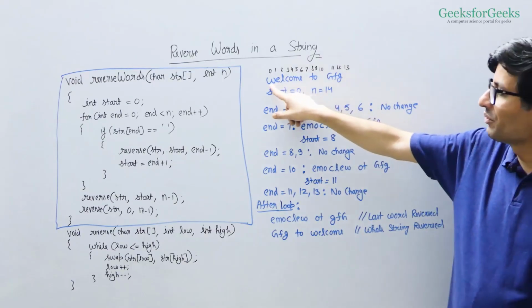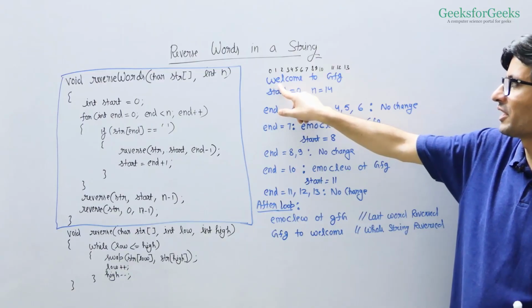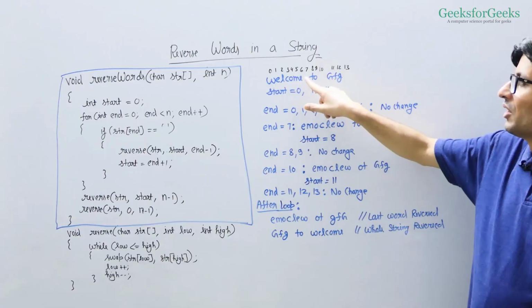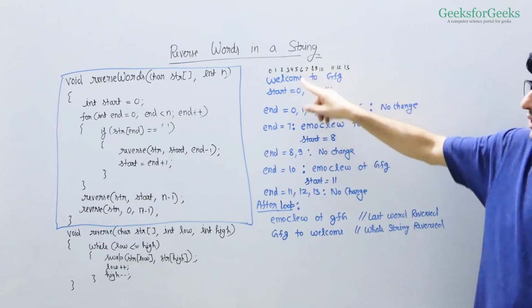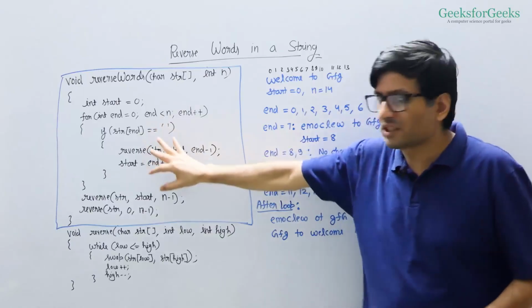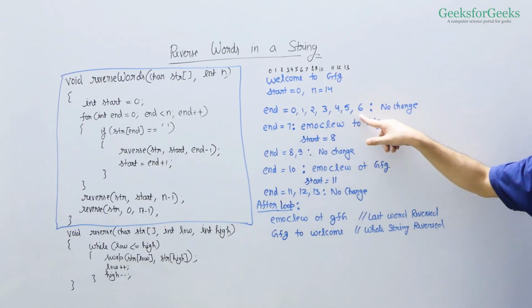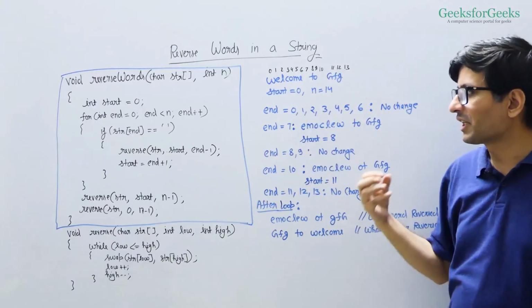When we run for 0, we see a character which is W. It's not a space, so we ignore it. We ignore this character also. This is not a space. This is also not a space. This is also not a space. When we come to this space, at index 7, this is when we go inside this if condition, right? So we don't do anything for 0, 1, 2, 3, 4, 5, 6. When we see 7, we go inside this if condition when our end is 7.